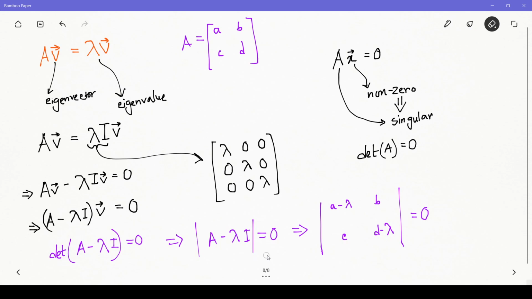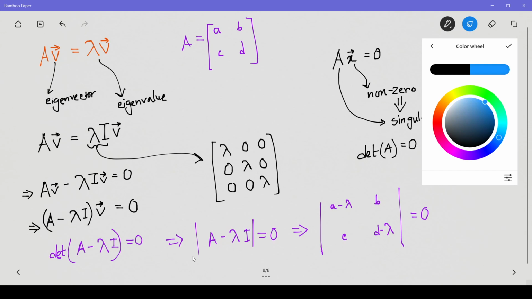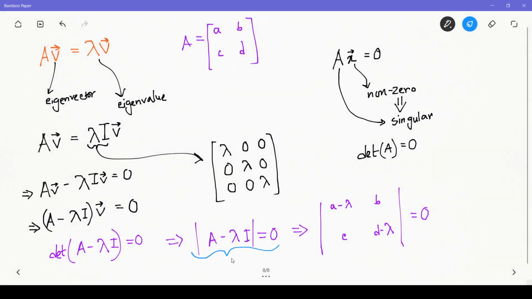Another terminology that I'd like to point out is that this equation, which says that the determinant of A minus lambda times I gives me 0, is called the characteristic equation. Why is the solution to my characteristic equation called the eigenvalues?